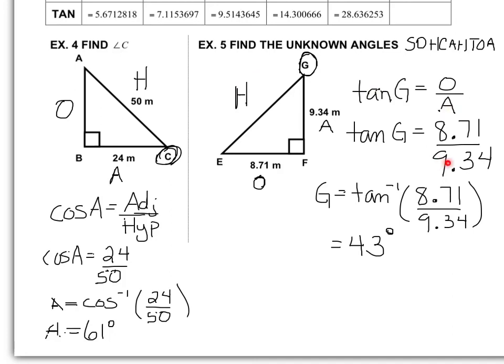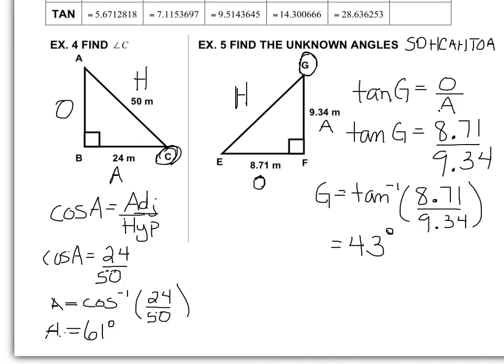I sub in the two values for opposite and adjacent. And then I take the tan over and do tan inverse. So grab your calculator, go shift tan, open bracket, type this divided by this, close bracket, and you get your answer of 43 degrees, hopefully.